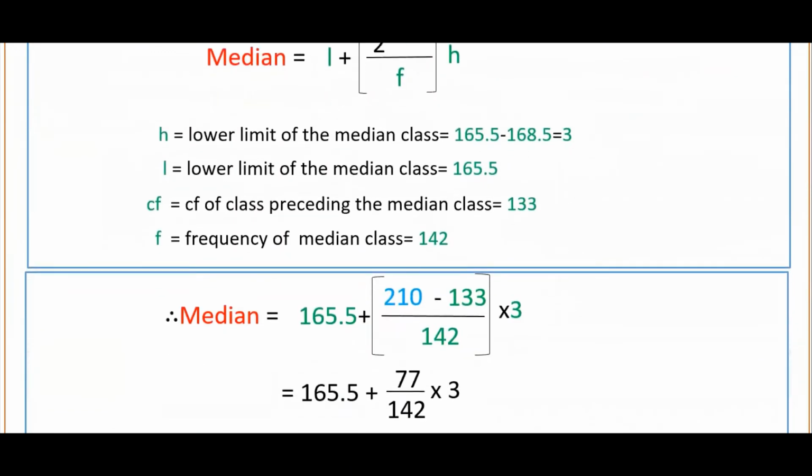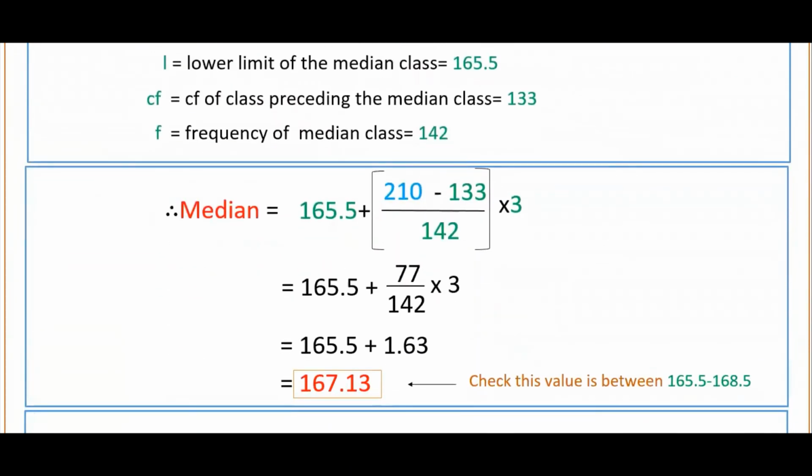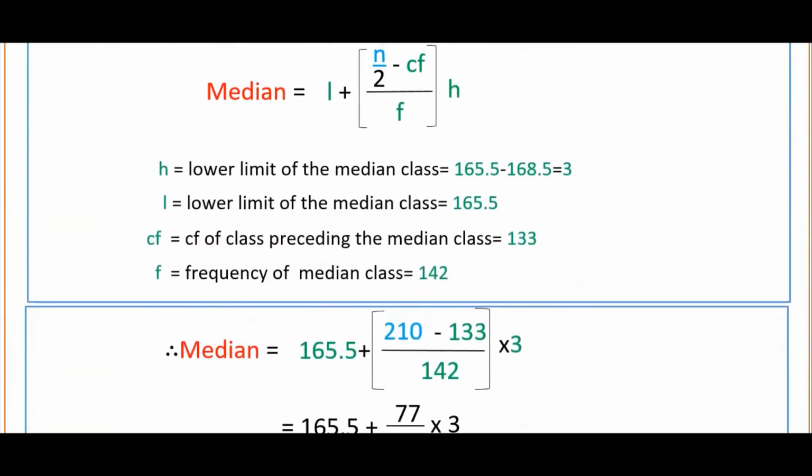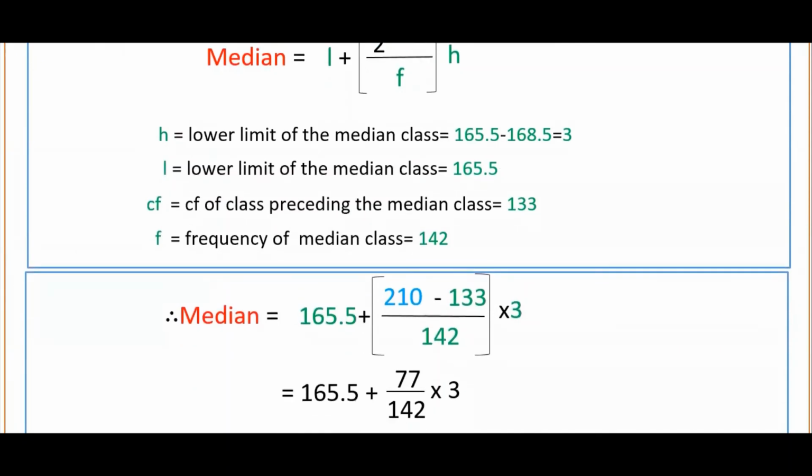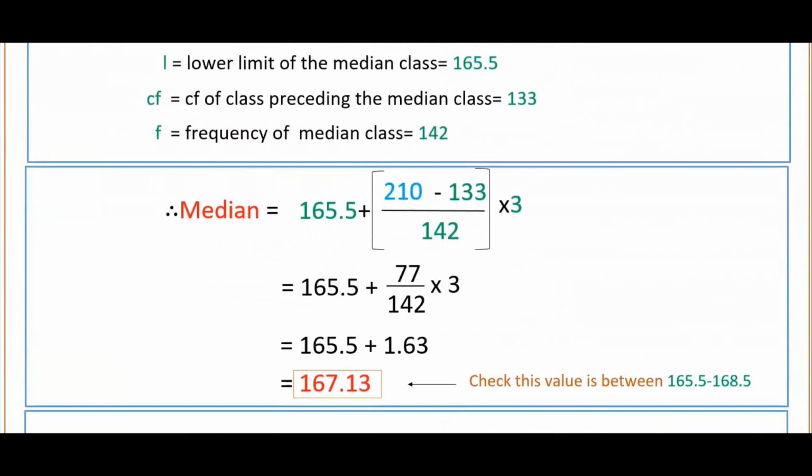So we can write like this and substitute those values in this formula and you will get the median as, these are the values, and substitute those values in the median formula. You will get 167.13. This is the median.